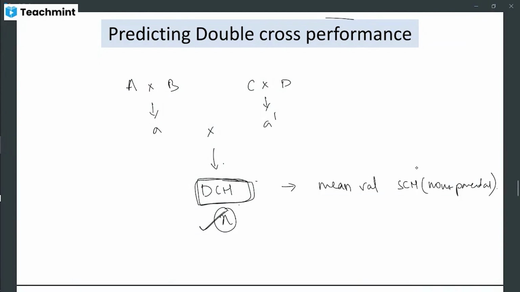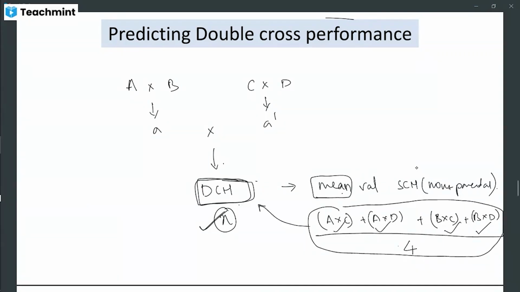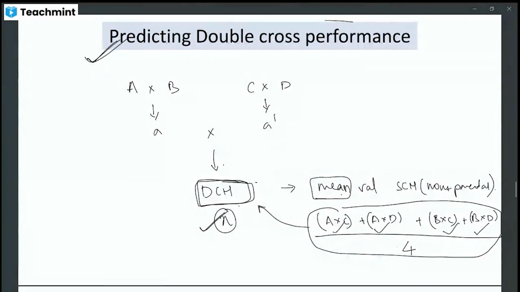So how can I say it here? A into C plus A into D plus B into C plus B into D. Then I should divide it by 4, as it is saying mean, and we are considering 4 different types of non-parental crosses. Then with the help of this formula, I can predict the performance of the double cross hybrid, right? So who gave the concept of predicting the double cross hybrid performance? Jenkins. It was given by Jenkins.